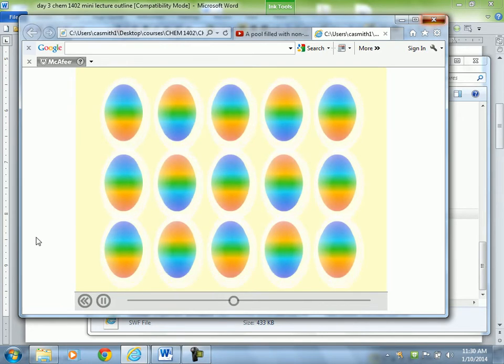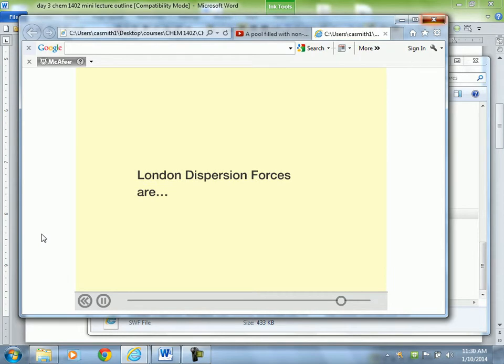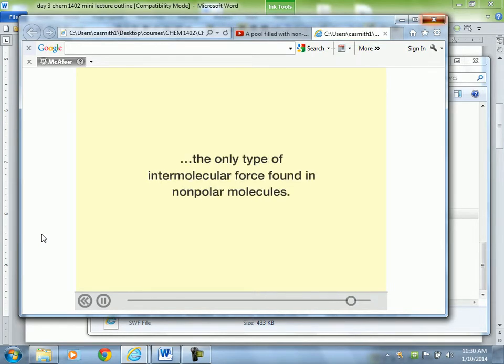Partial charges on the molecule that form a temporary dipole then influence the electron clouds of nearby molecules. Although the dipoles are temporary, there is a significant attractive force between adjacent molecules as a result of the deformation of their electron clouds. These attractive forces are called London dispersion forces. London dispersion forces are the only type of intermolecular force found in nonpolar molecules.